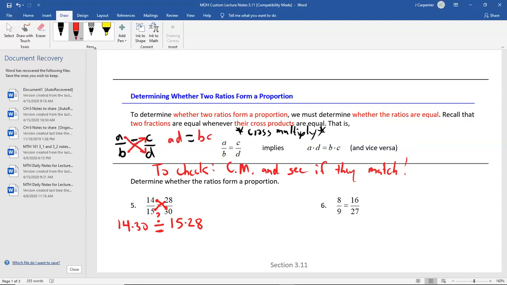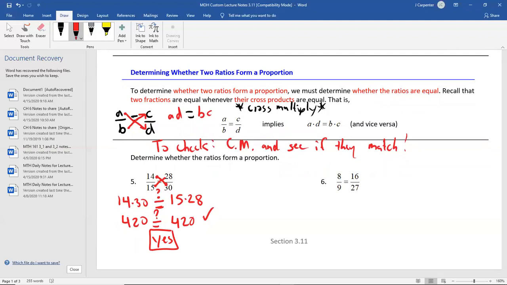All right, so 14 times 30, 14 times 3 is 42. So that should be 420. Is that equal to 15 times 28? That's 20, so 280 plus 140, and that is 420. 420 is 420. So yes, these are a proportion. Or this is a proportion. These ratios set equal to each other form a proportion.